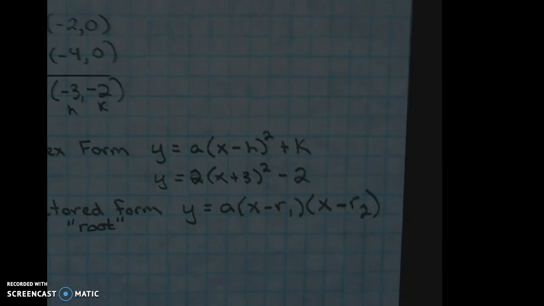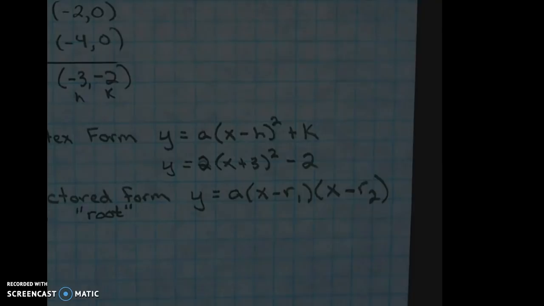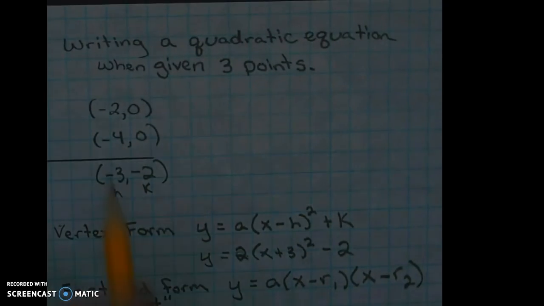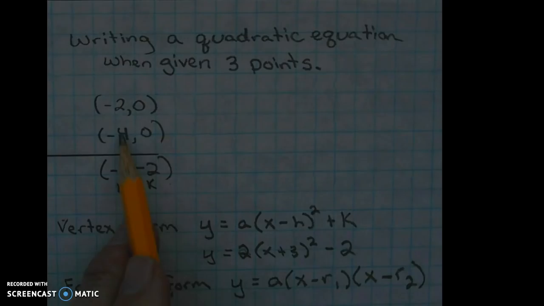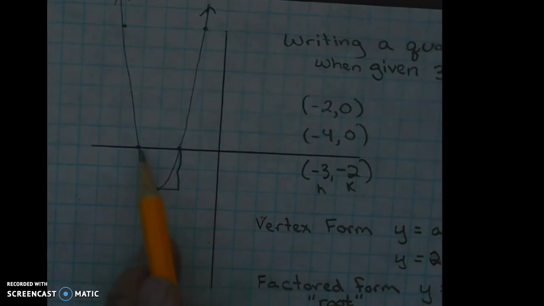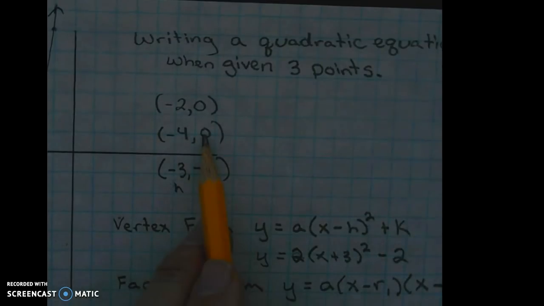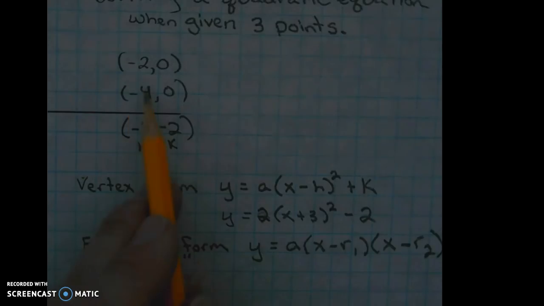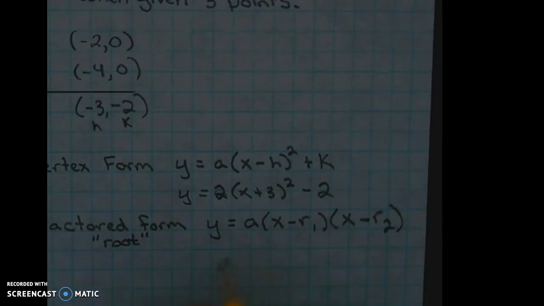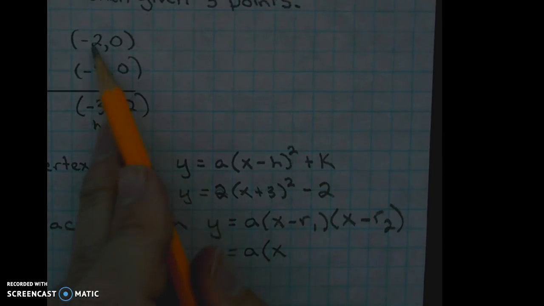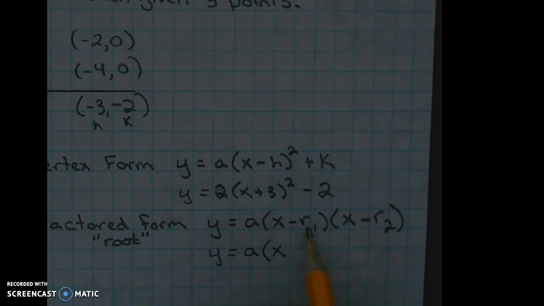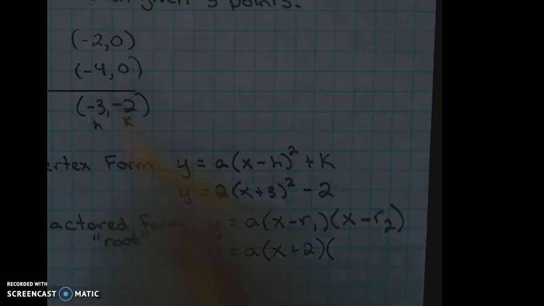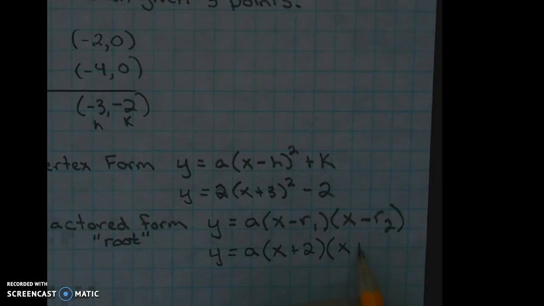So in this case, we need to plug in the roots. So we know we have the roots here. We can tell that these are roots because notice that they both lie on the x-axis. The y-coordinate is 0. So if we plug these 2 numbers in for the roots, plugging -2 in for r sub 1, we get x plus 2. Plugging -4 in for this root, we get x plus 4.